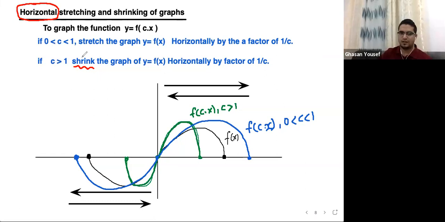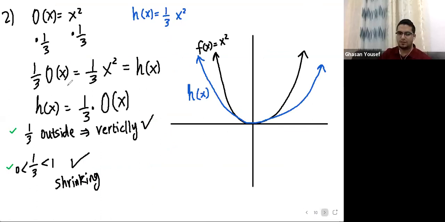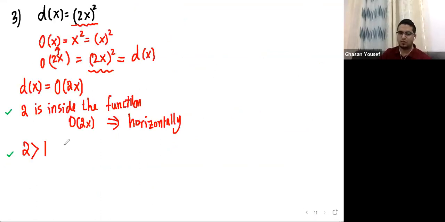Horizontal and greater than 1. Why horizontal? Because the c is inside the parentheses. Here the c, the 2, is inside the parentheses. So 2 greater than 1 means shrinking. Okay, so we have horizontal and shrinking.